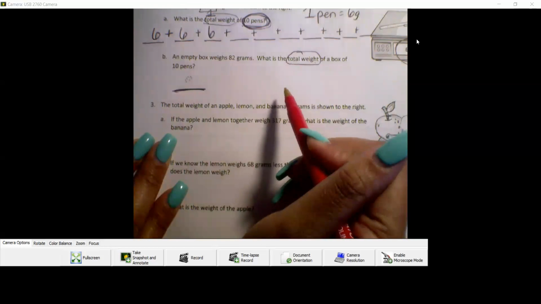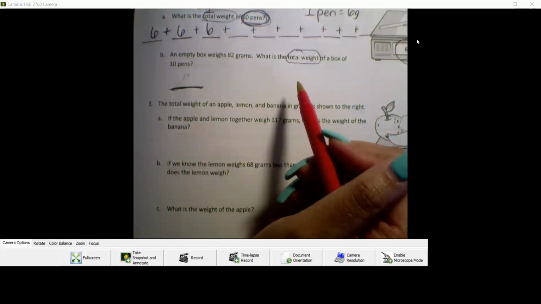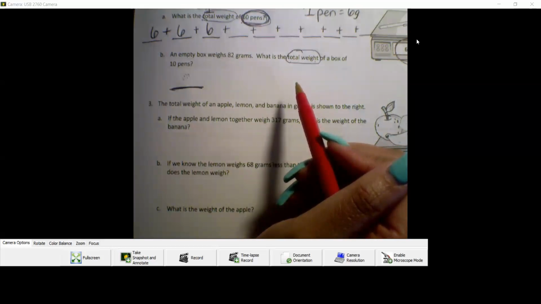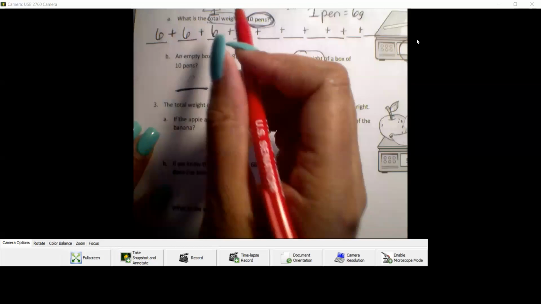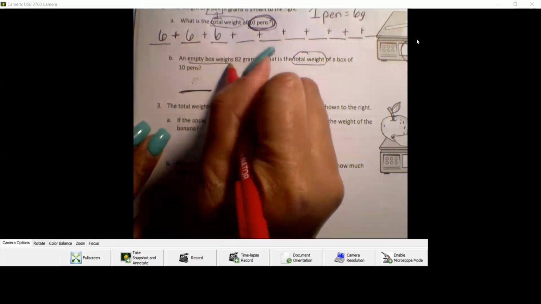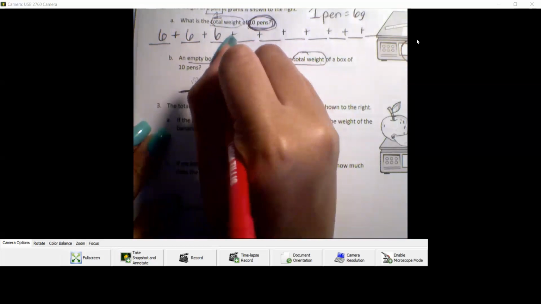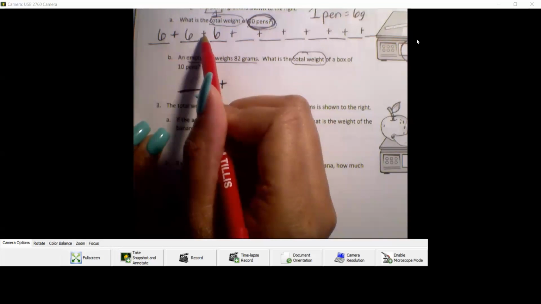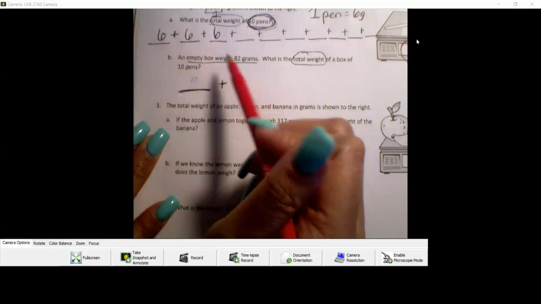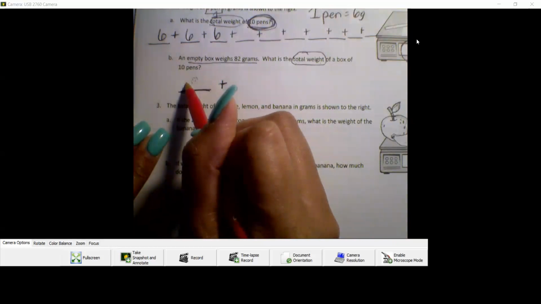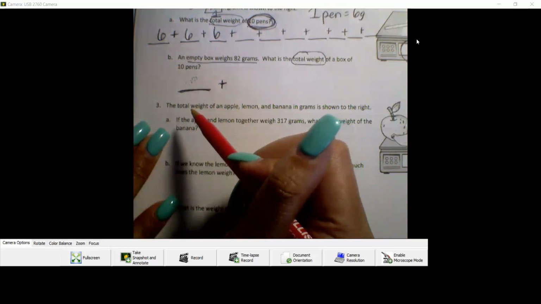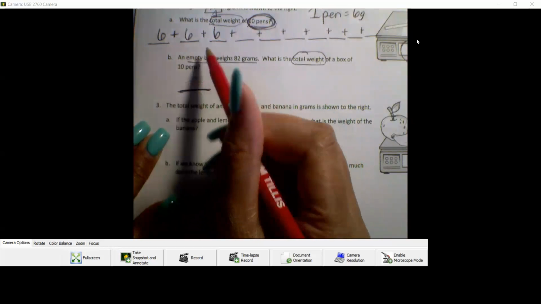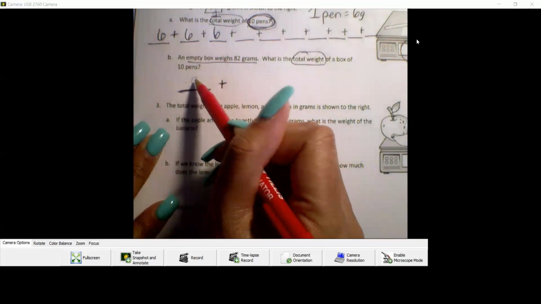Total weight, again, that either means addition or multiplication. In this case, it's going to mean addition because they're giving us the weight of an empty box, which is 82 grams. And we already found the weight for the 10 pens in 2A. So all we need to do is add them. So whatever you got for problem 2A, you're going to write on this line.